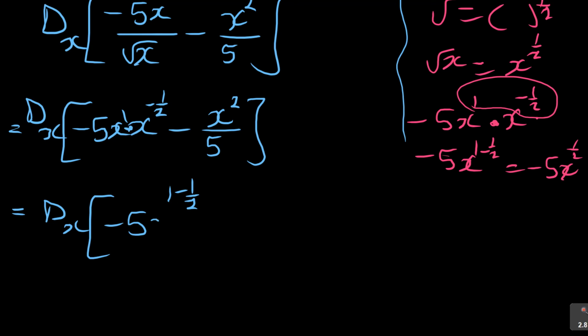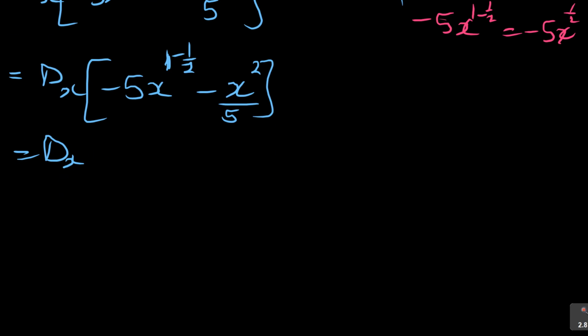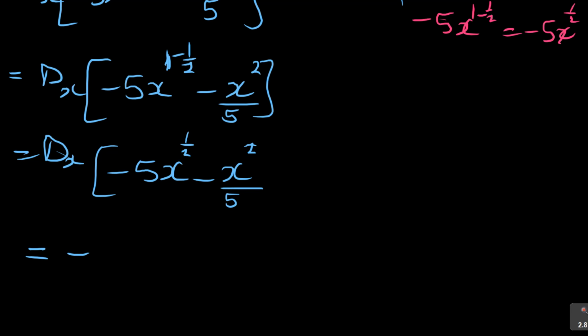It's my x. Remember, that's what I'm saying. 1 minus 1 over 2 minus x squared over 5, which is equal to d of x. And then you continue there. It will become minus 5x to the power 1 over 2 minus x squared over 5. Then you apply now the rules. When you drop that d of x, that's when you say minus 5.